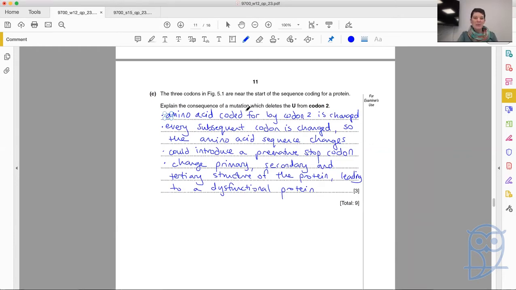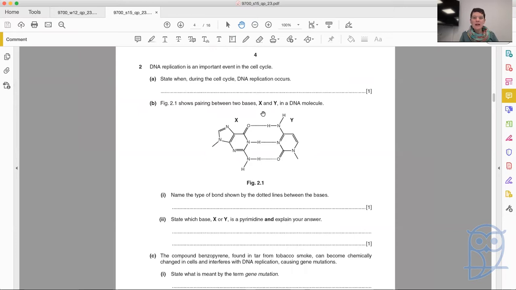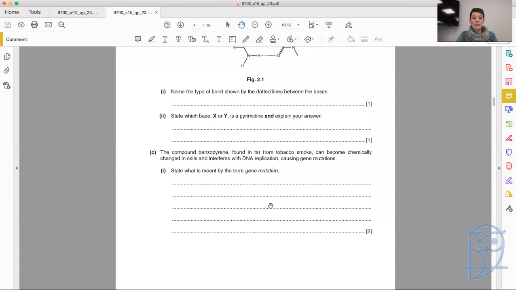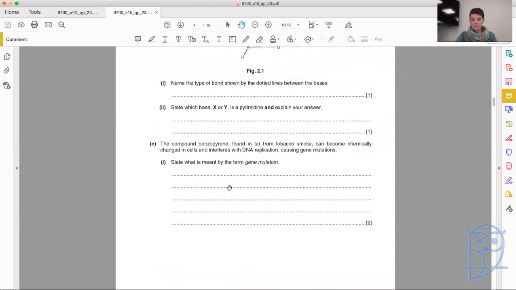Okay, it seems like everybody's happy, so we shall move on to another mutation-based question. This one is from June 2015, paper 23, and we're working on question 2. So again, we set up with a bit of DNA stuff, and then we get into what is meant by a mutation, and then how can that affect, in this case, the cell cycle.